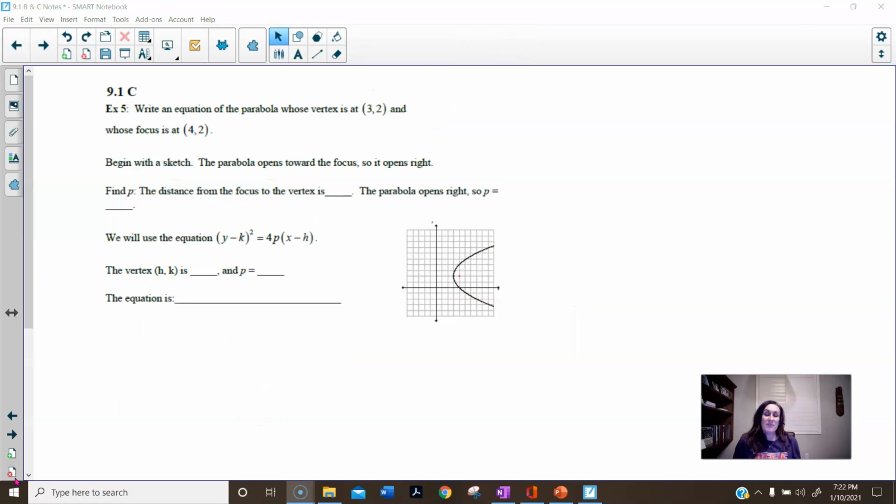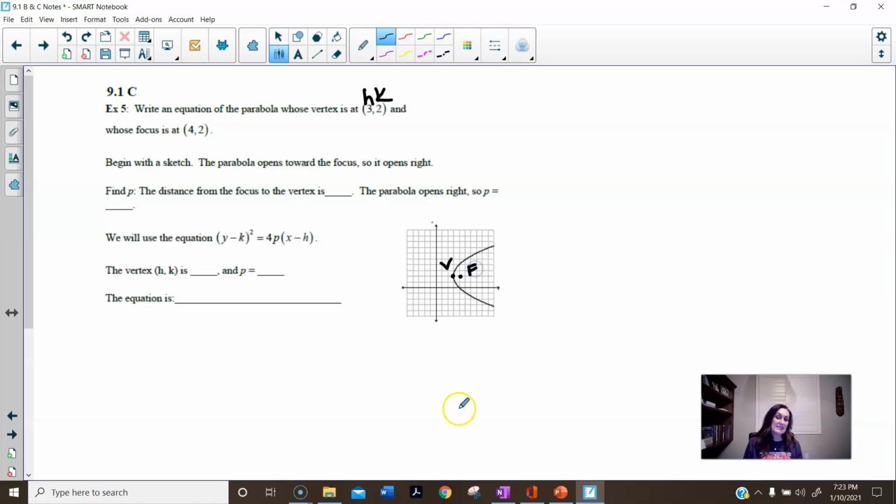So example 5, it wants us to write an equation of a parabola whose vertex is at 3, 2. So that is your h and your k, and you can see it's graphed down here at right 1, 2, 3, and up 1, 2. So there is your vertex. It says that the focus is at right 4, up 2.